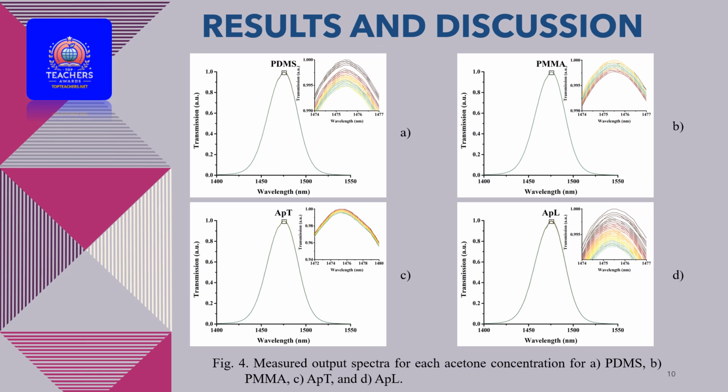In general, the maximum amplitude variations were perceptible around 1,475 nanometers, and these variations can be interpreted as changes in the refractive index due to the interaction of the sensing films with acetone molecules. However, these variations are quite small.